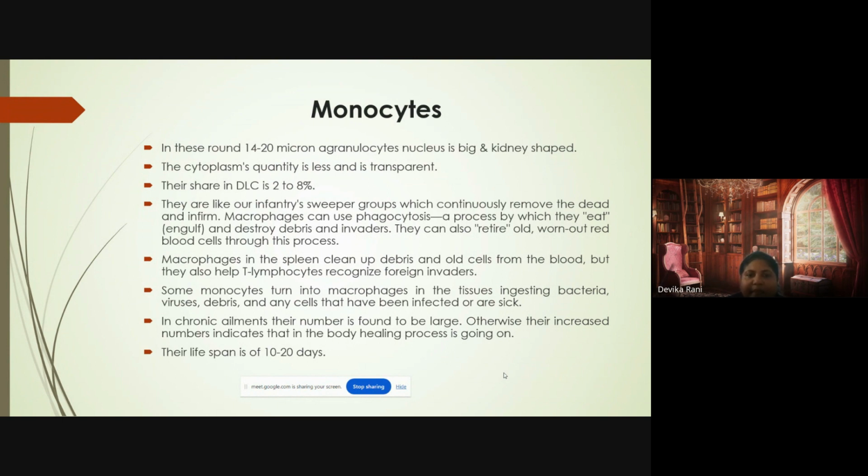In chronic ailments, their number is found to be large. Otherwise, their increased numbers indicate that a healing process is going on in the body, because there's a lot of cleaning and removing of unwanted material happening inside the body. Their lifespan is 10 to 20 days.